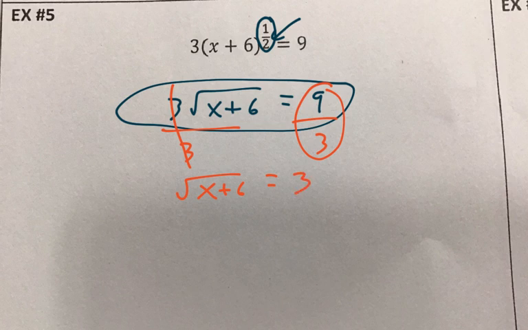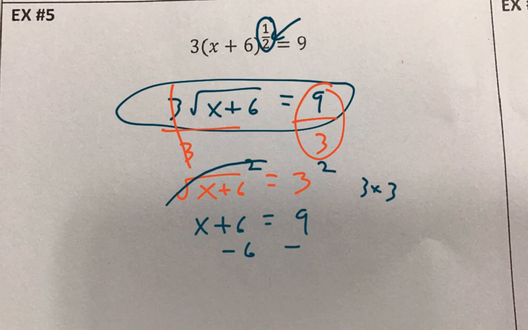How do we get rid of the square root? We square it, right? The square gets rid of the square root. x plus 6 equals 9, because 3 times 3 is 9. And now all I need to do is minus 6. And so x is 3.